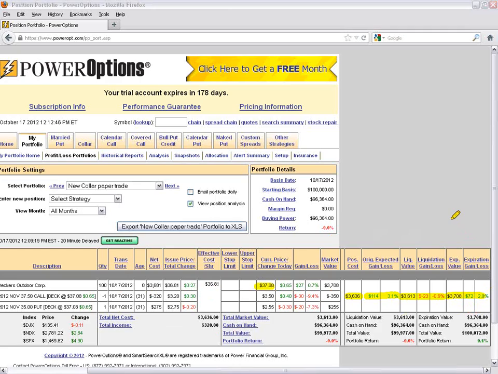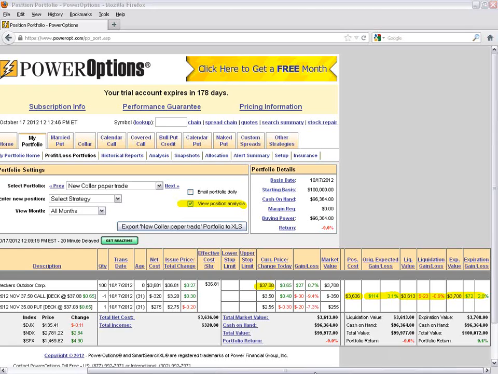So this is, once you check that box for View Position Analysis, you get the bird's eye view of all your different combinations there. So we can say, what is my current position return, liquidation gain or loss? What might the position look like if the stock stayed the same price to expiration? And what was my original max expected return?